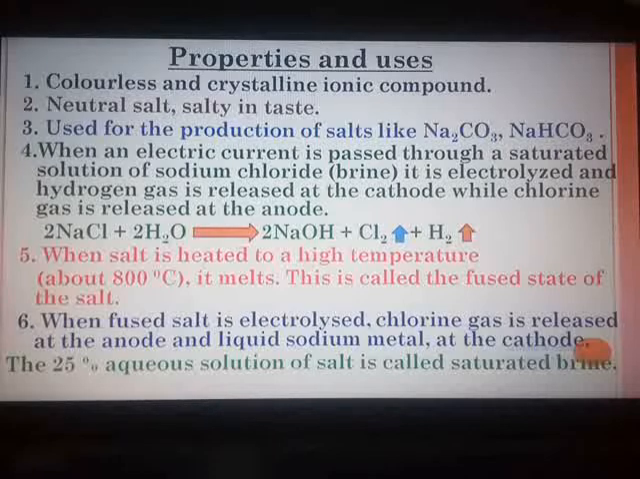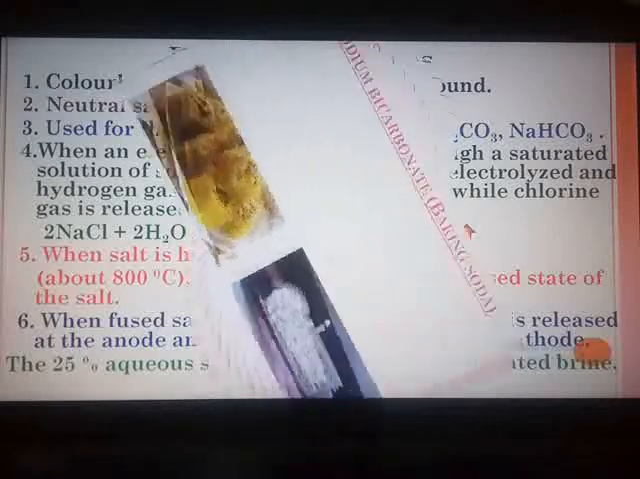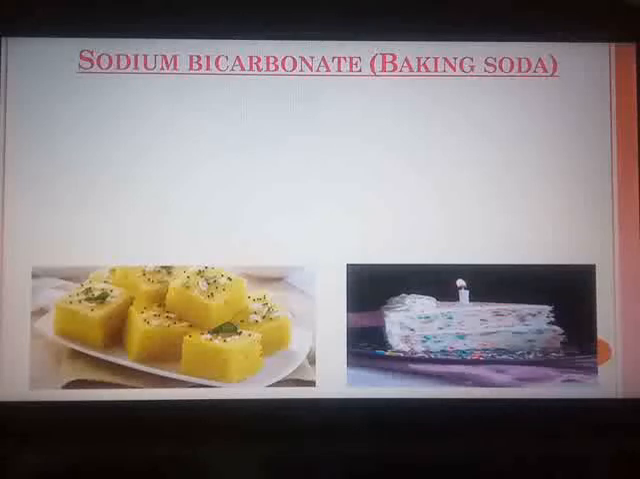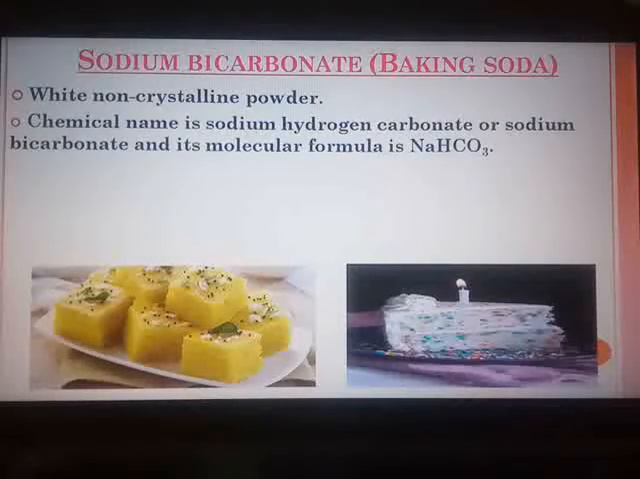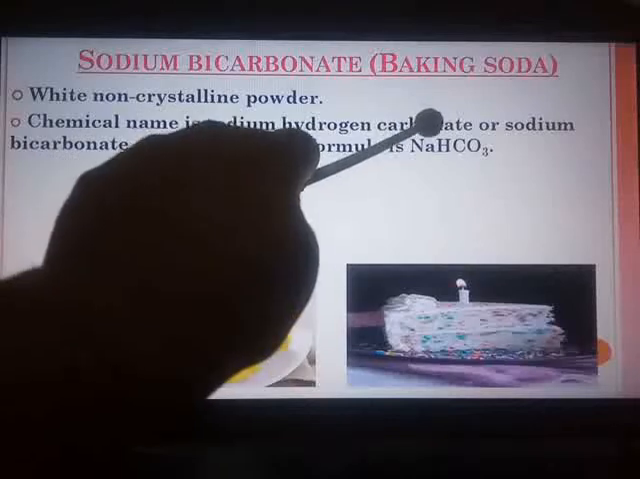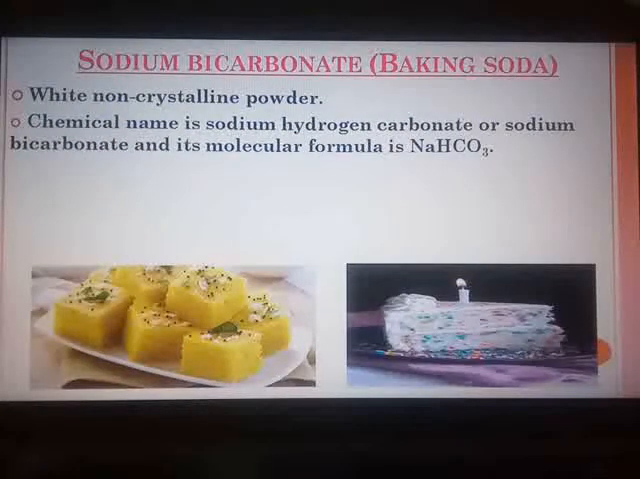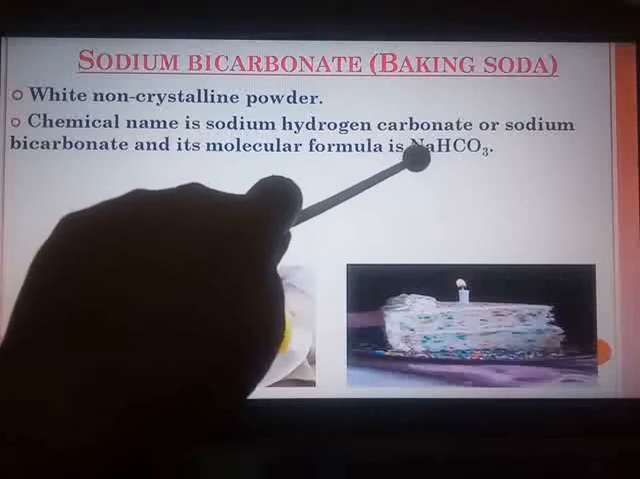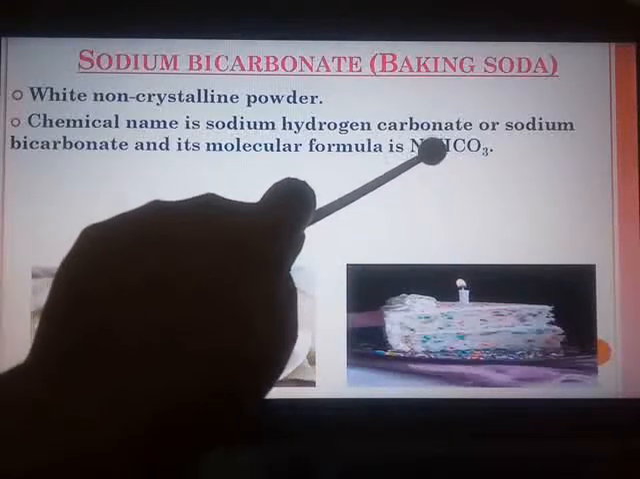The next salt which we saw last time was sodium bicarbonate or baking soda. The attractive food items placed ahead of you get this property of softness, or become fluffy, due to the presence of a small quantity of baking soda. It is a white non-crystalline powder. Its chemical name is sodium hydrogen carbonate or sodium bicarbonate. Why sodium hydrogen carbonate? You can see its chemical or molecular formula, NaHCO3.